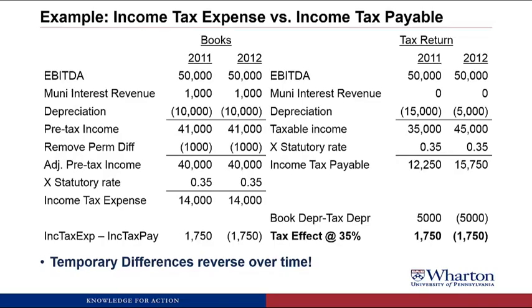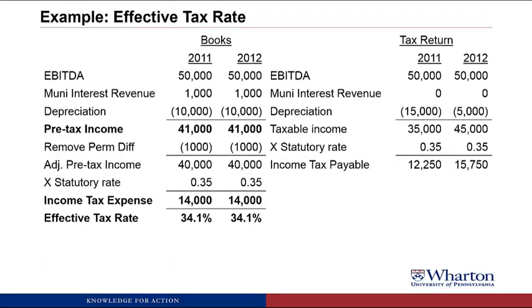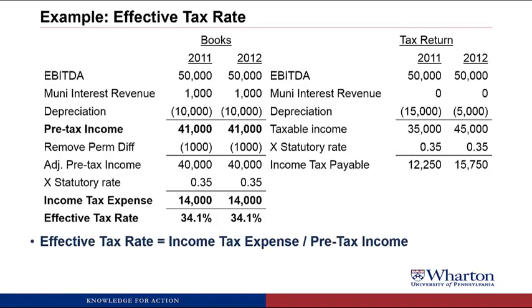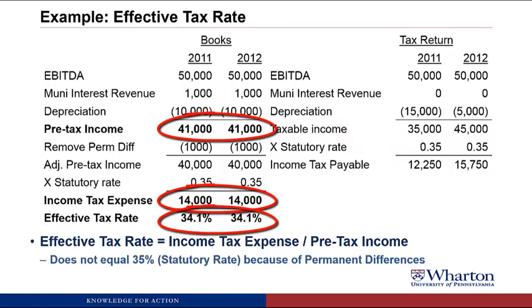Now that we have income tax expense calculated, we can go on and look at something called the effective tax rate, which I talked about on the first slide. The effective tax rate is defined as the income tax expense on the financial statements divided by the pre-tax income on the financial statements. So in this case, it's $14,000 of income tax expense divided by $41,000 of pre-tax income, which gives you 34.1%.